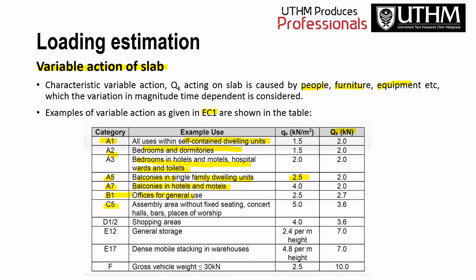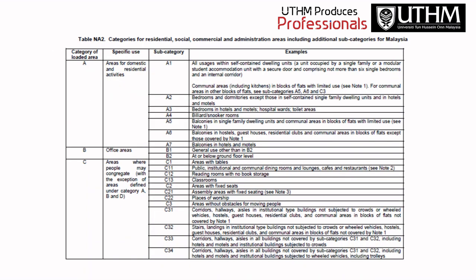And D1 and D2 are the shopping areas. E is the general storage, and E17 is dense mobile stacking in warehouses. And F is the gross vehicle weight. So you can read through Eurocode 1, EC1, and then you can get the value of qk and QK for both. Also in the MS EN 1991-1-1 2020, which is the Malaysian National Annex to Eurocode 1, you can refer to this in your Eurocode. It has categories for residential, social, commercial, and administration areas, including additional subcategories for Malaysia.